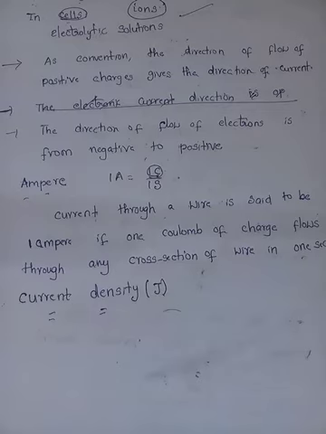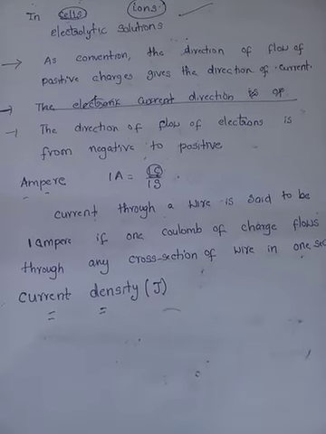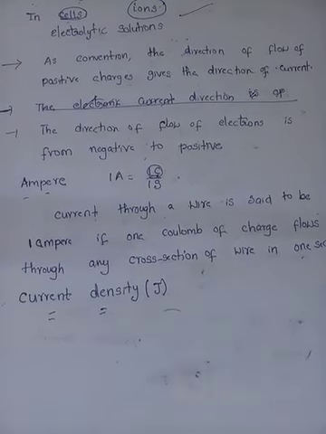And the current due to positive charge is called conventional current, and the current due to negative charge is called what? Electronic current or electric current. And we came to know what the charge carriers are in metals, semiconductors and electrolytic solutions, whereas in liquids and gases, the ions are the charge carriers of current.